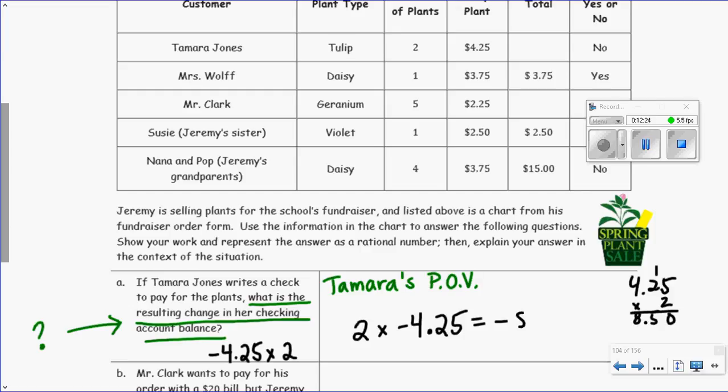Okay, she is going to have to pay $8.50. That means her bank account will go down $8.50.